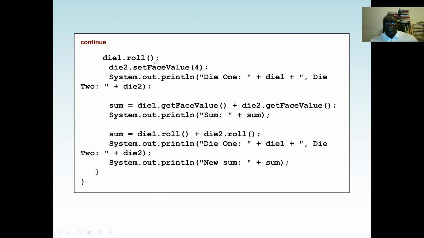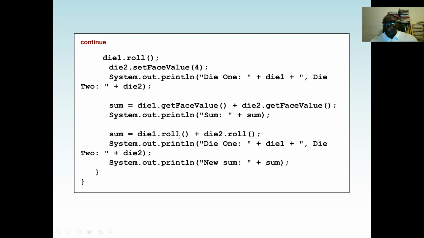After we roll the first time, we display the result. Then we roll die1 again, so we may get a different value again. But die2, we didn't roll. We call the set face value method. We set the face value to 4. Then we print both die1 and die2. So this is the second printout. Next, we find the sum of die1 and die2. Then we also print it out.